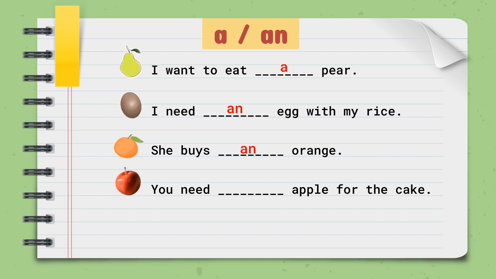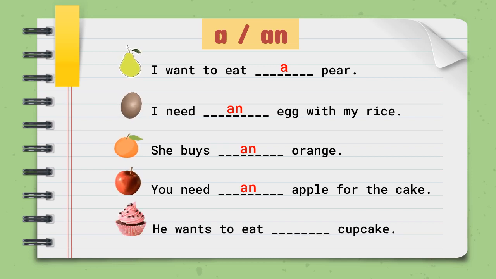You need blank apple for the cake. Apple, vowel A, so we use an. You need an apple for the cake. And the last one, he wants to eat blank cupcake. Cupcake, letter C, consonant, so we use a. He wants to eat a cupcake. Very good.